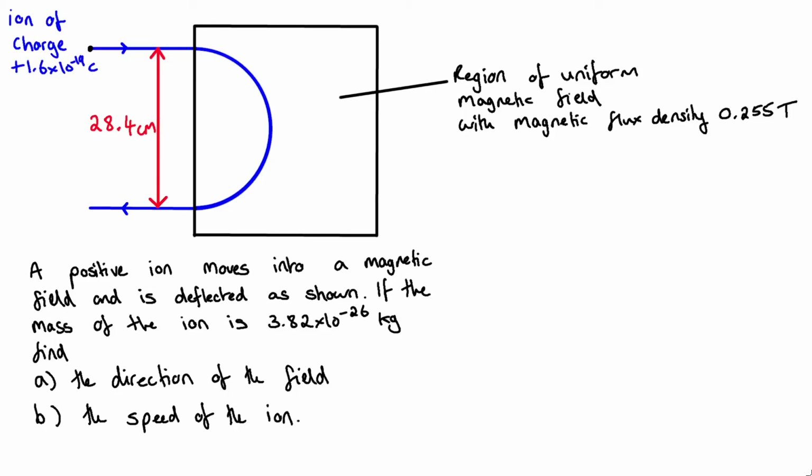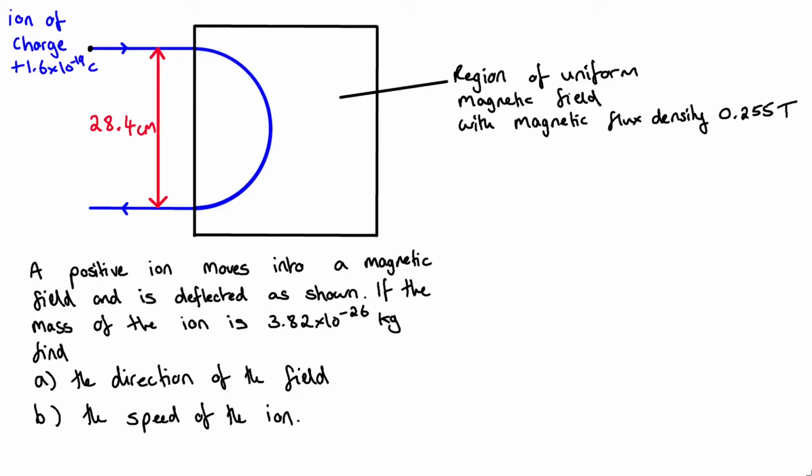And we can see basically it moves around while it's in the field in a circular path, as we would expect, and the diameter of that path is 28.4 centimeters. We're asked first of all for the direction of the field. Now how can I do that? Well, straight away what I can see is that as it moves in a circular path there must be a force acting perpendicular to the direction of travel, centripetal force.